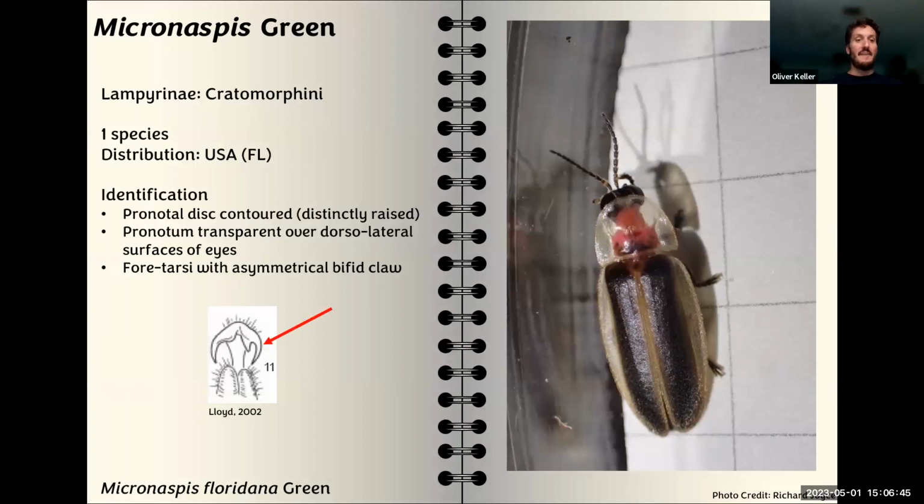This one also has bifid claws, as you can see here, but they're very differently cleft or split than they are in Photinus. So when you look at a couple of them side by side, you can easily identify Photuris from Micronaspis. The pronotum also, as you can see here in this great picture from Richard, is kind of transparent, and you can see through it. And you will find this in Florida in salt marshes.